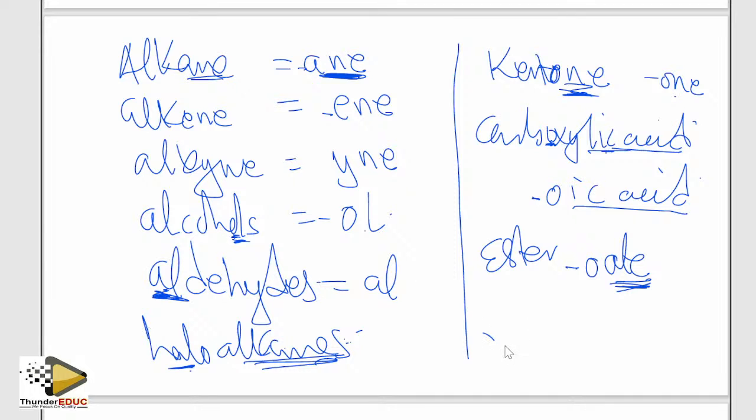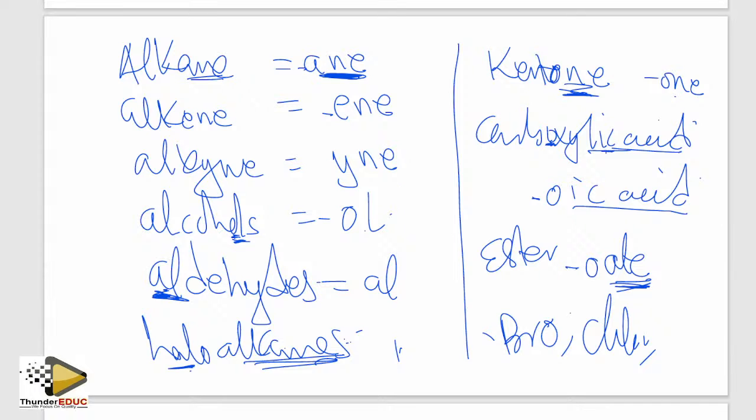If it is bromine, it's going to be bromo. If it is chlorine, it's going to be chloro. If it is fluorine, it's going to be fluoro. If it is iodine, it's going to be iodo. So basically, it depends on the halogen, the group 7 element, you have used. I think I'm clear there.